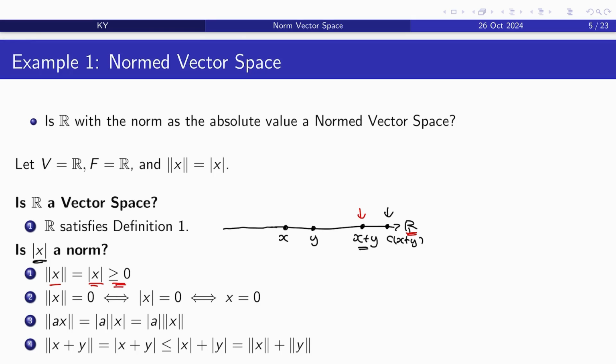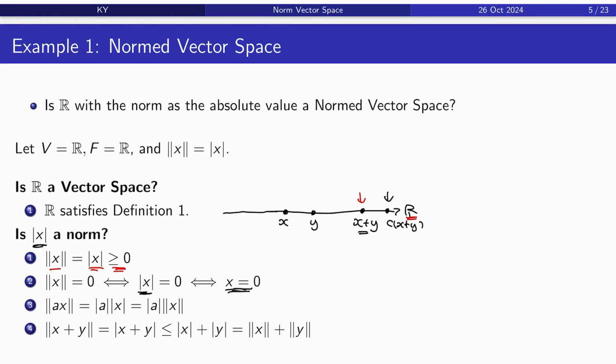And the second one is also the same idea. If the norm is defined as 0, then if you apply the definition right here, this means that the absolute value is 0, which means the only way that you can get the absolute value to be 0 is if x is 0 itself.